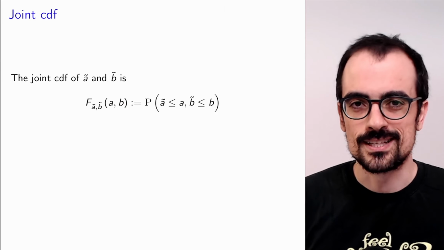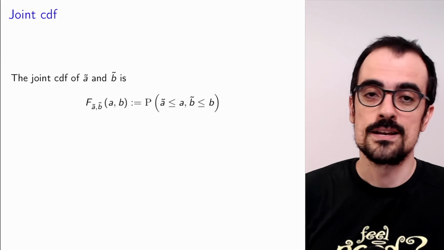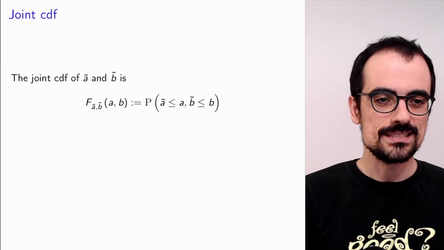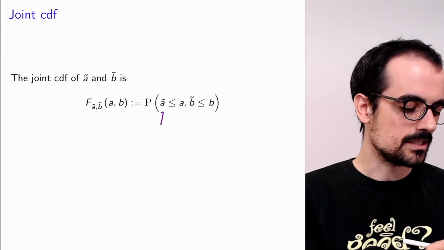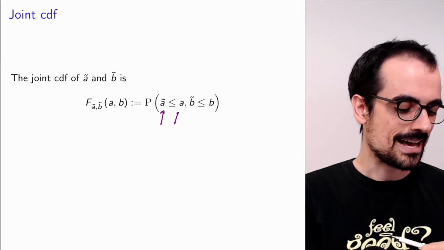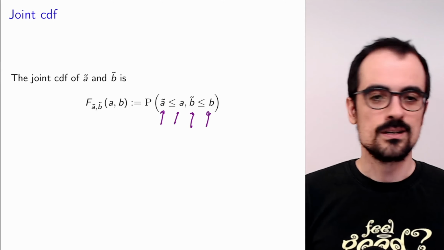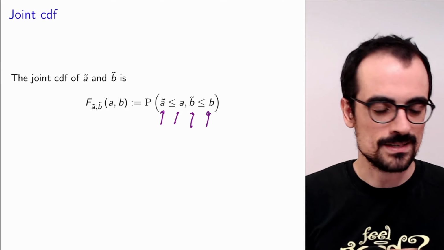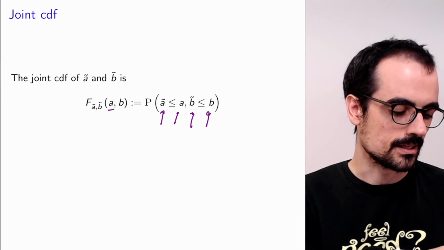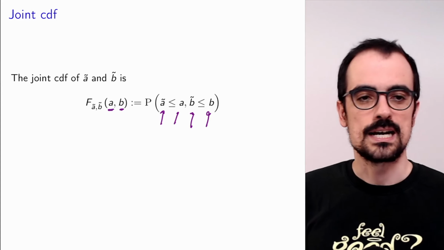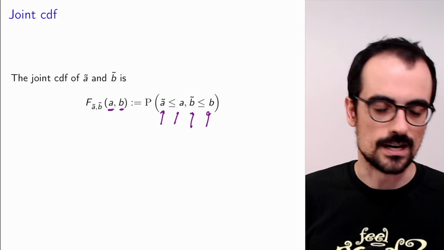So what is the joint CDF of two random variables? Very naturally, it's the probability that one of them is smaller than some value on the real line, and the other one is smaller than another value on the real line at the same time. And that's why it has two arguments. It has one argument for the first random variable, another argument for the other random variable.